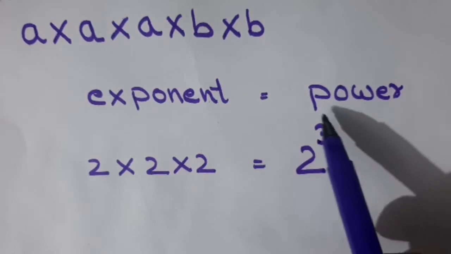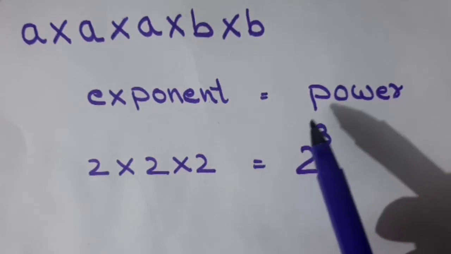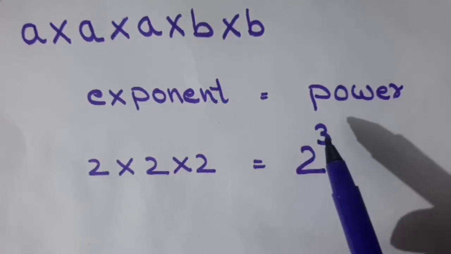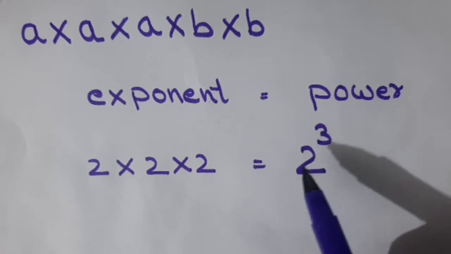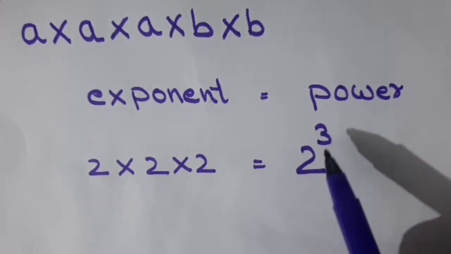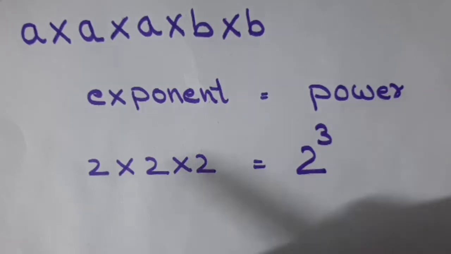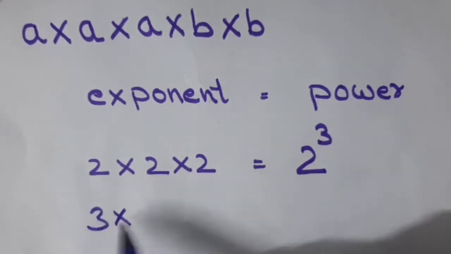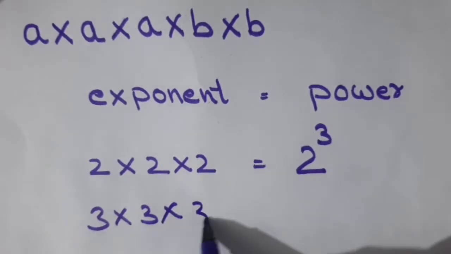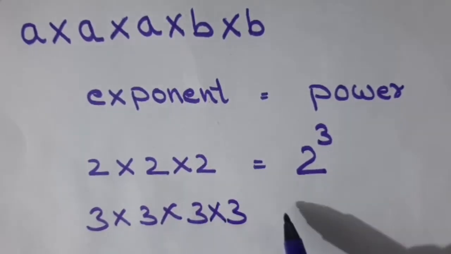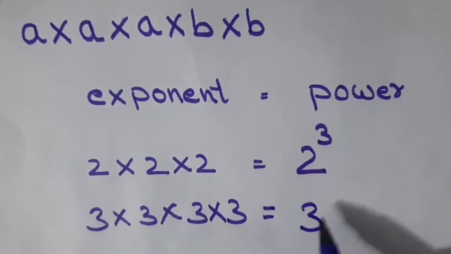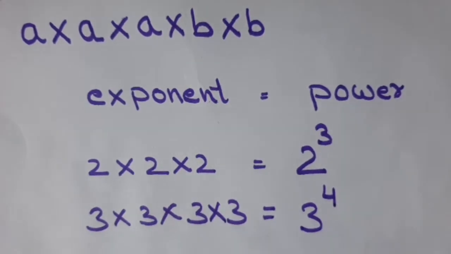This is known as power. This 3 is power, or you can say exponent also. This 3 is power and this 2 is called base. This is the base and this is the power or the exponent. Suppose you have to write 3 four times. Here I am writing 3 four times. So here base will be 3 and power will be 4.